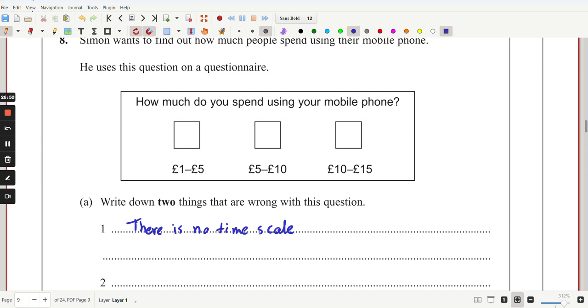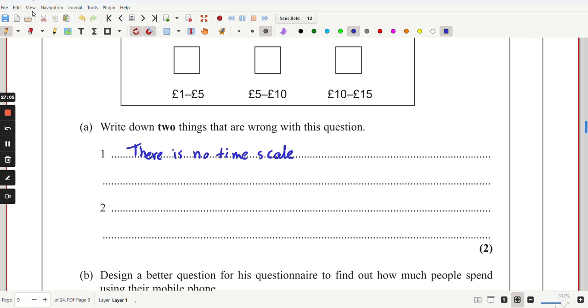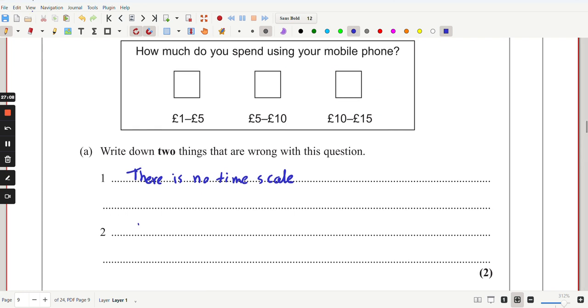Second reason, as you can see, there are some gaps. There is no space for someone who spends nothing. So there are gaps. You can mention it like zero, and it means they spend nothing.